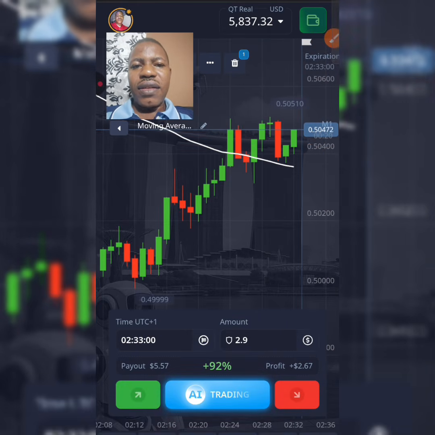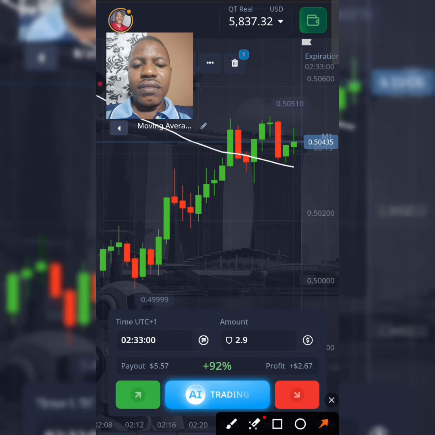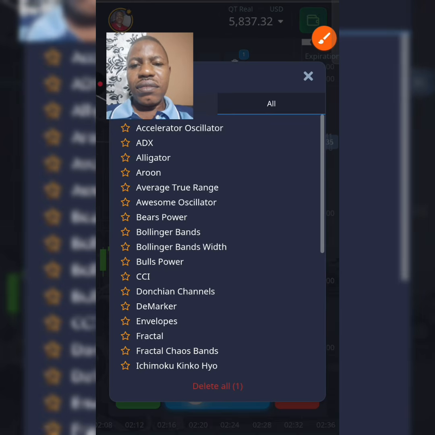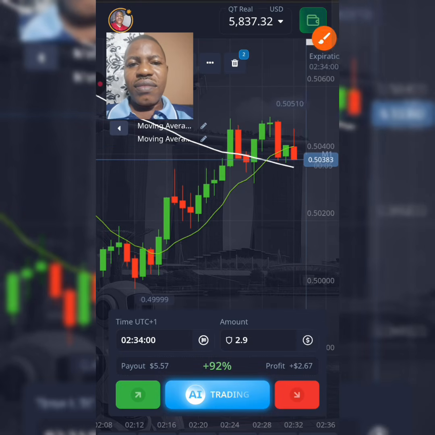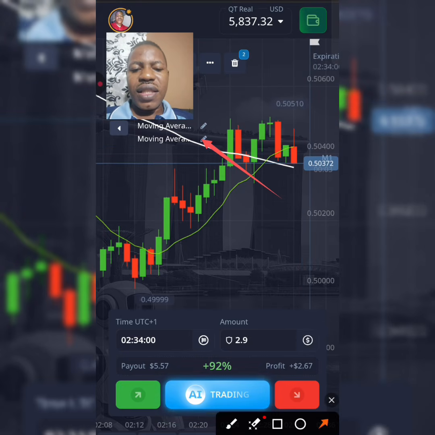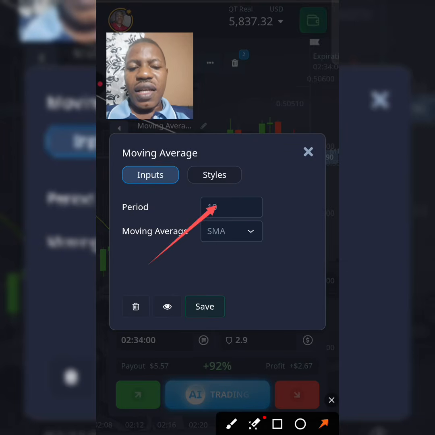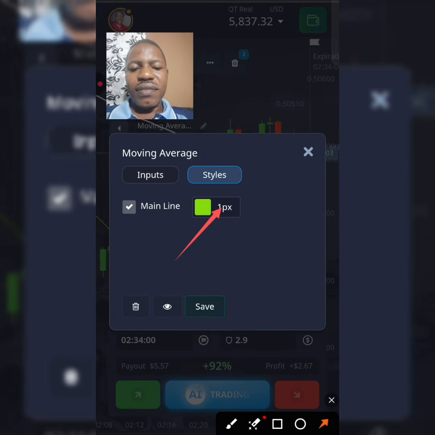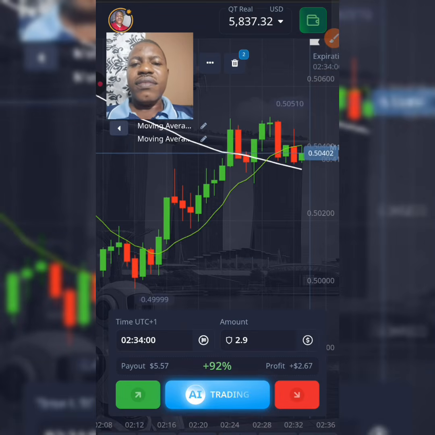So now I'll be adding another simple moving average. Repeat the same process. This time around, on this second moving average, this is the little pencil close to it. I won't change anything. It's a 10 period moving average, and of course the style is green with 1 pixel. So save.